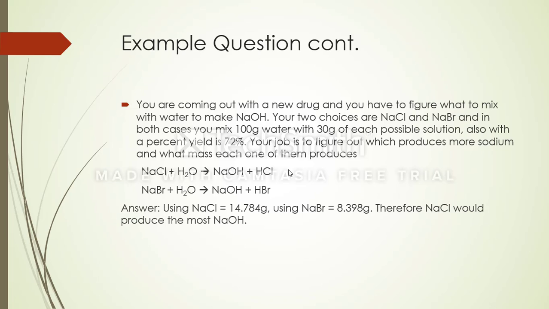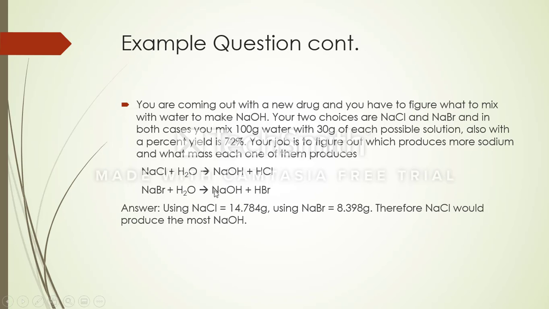The answer is using sodium chloride, you will get 14.784 grams, and using sodium bromide, you'll get 8.398 grams. Therefore, sodium chloride would produce the most sodium hydroxide.